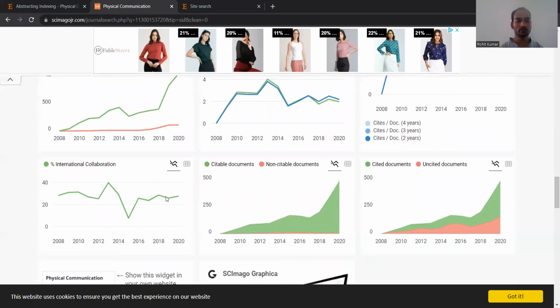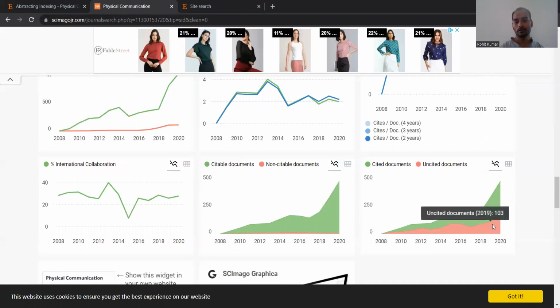Then international collaboration is also a bit down. Total number of non-citable items is almost nil, and here 4 are there. And the uncited work is very high, if I say, because at least I think 35 to 40% of the total articles are uncited.